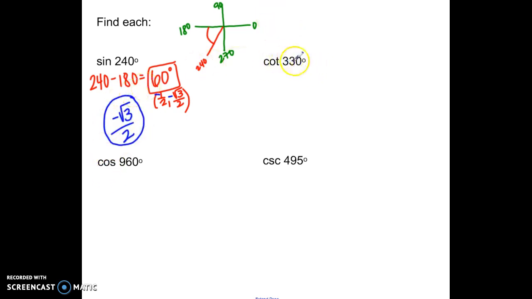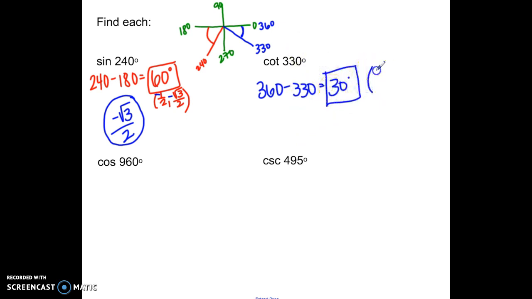330 degrees. Again, where is it going to be? Well, it's between 270 and, let's have this written as 360 for right now. So it's somewhere over here. So the acute angle is going to be between 360 and 330. So I can take 360 minus 330. I know that acute angle is going to be 30 degrees. So that means 30 degrees is now my reference. And since I'm very familiar with 30 degrees being root 3 over 2, 1/2, then I can apply that.